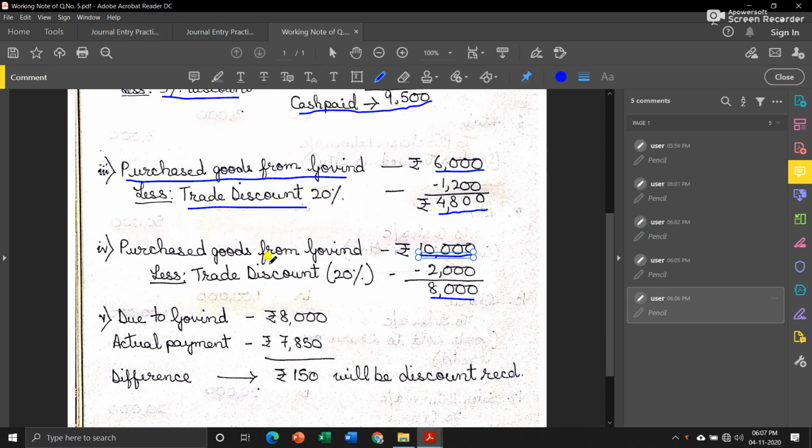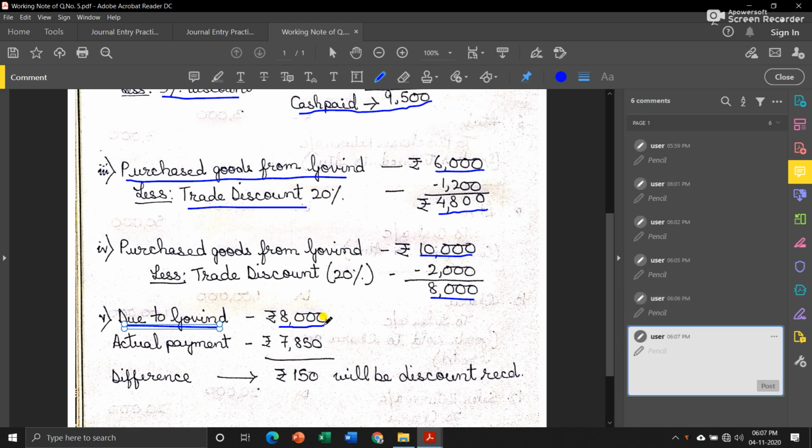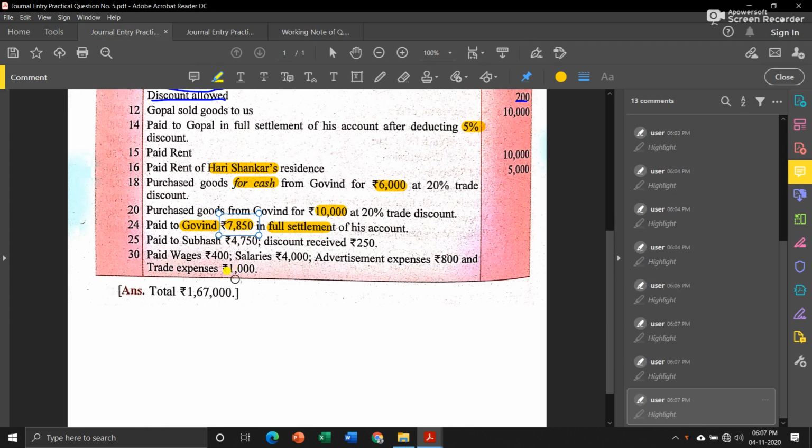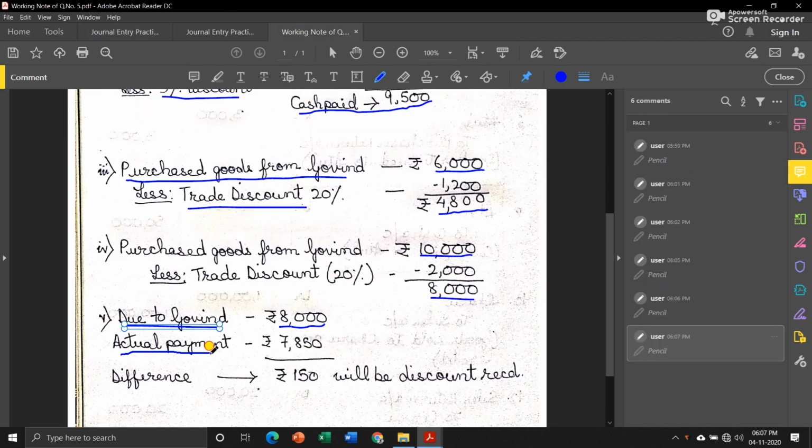Now after that credit transaction of rupees 8,000, we were supposed to pay him 8,000, so we wrote due to Govind rupees 8,000. Then in the question they said that we have paid 7,850, so the actual payment was made for rupees 7,850. Now if we deduct 7,850 from 8,000, the difference is 150. Now this 150 will be nothing but our discount received. This is a cash discount, and we have to record it in our journal.